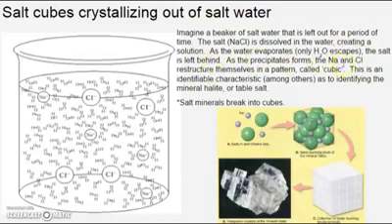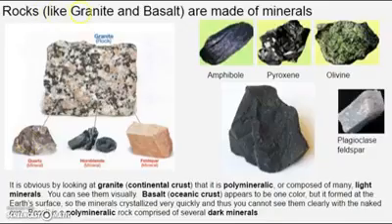As the precipitate forms, the Na and the Cl restructure themselves in a pattern called a cube, and we can see a picture here. The Na and Cl always combine to form this cubic pattern. So this is an identifiable characteristic, among others, for identifying the mineral halite, or table salt. Salt minerals break into cubes, so they simply reflect the atomic structure of how they formed and what they look like internally. So rocks like granite and basalt are made of minerals.